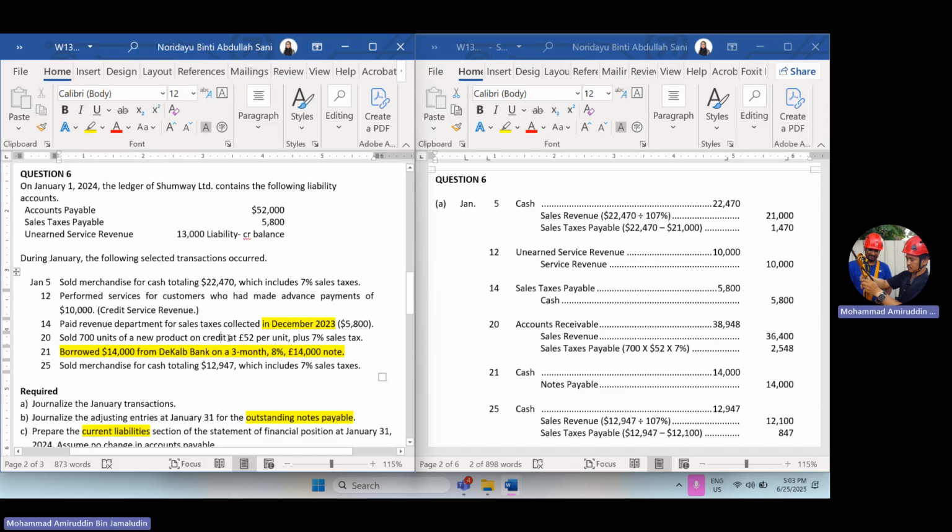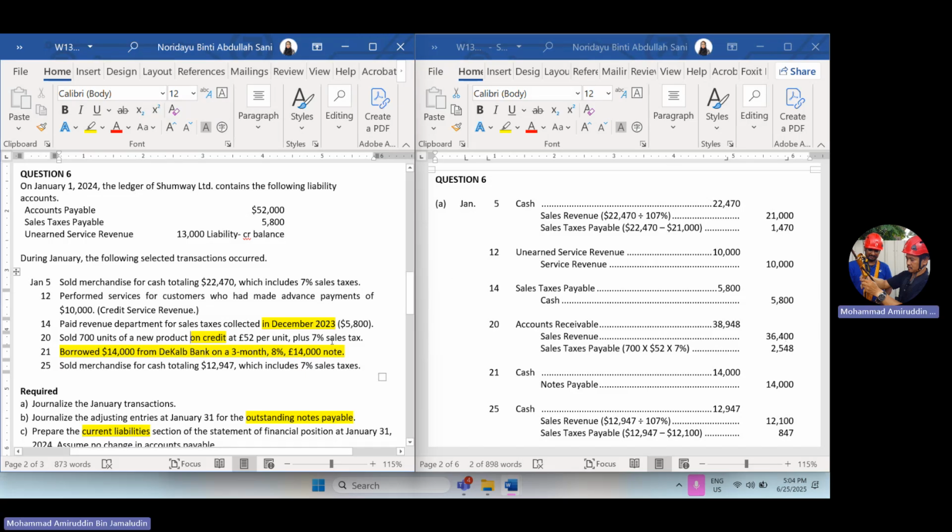Next, sold 700 units of a new product on credit. When I have the word on credit, what does it mean? You have receivables. Okay. So how much is the account receivable value? 700 multiply 52 plus 7% sales tax. Or make your life easier, you can straight away determine from here how much is the sales revenue. Your P times Q, your price 52 multiply units. 52 multiply 700, so you get 36,400.